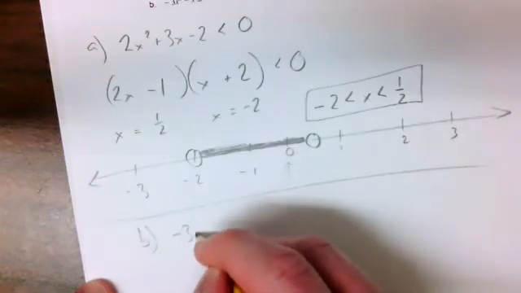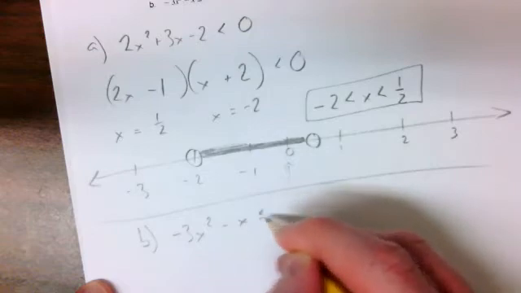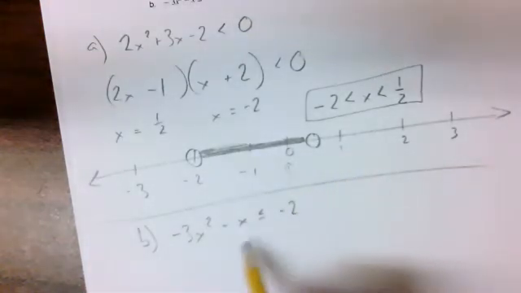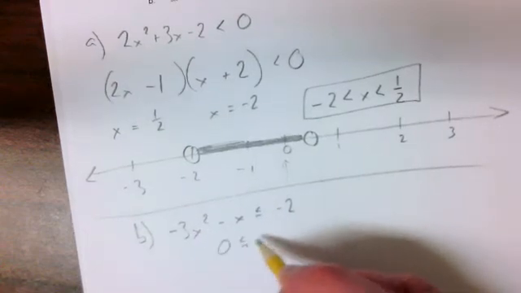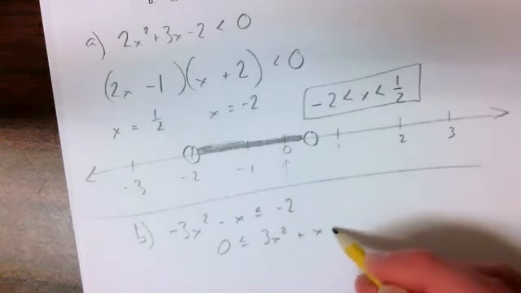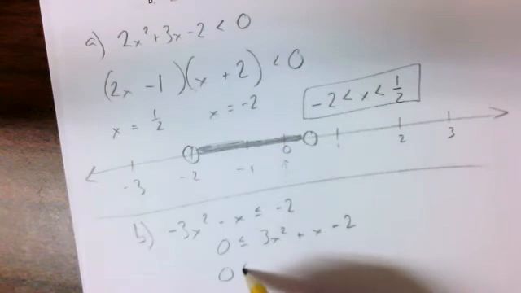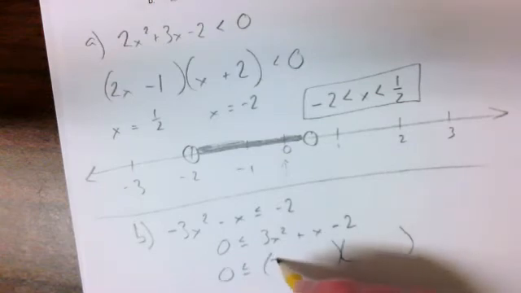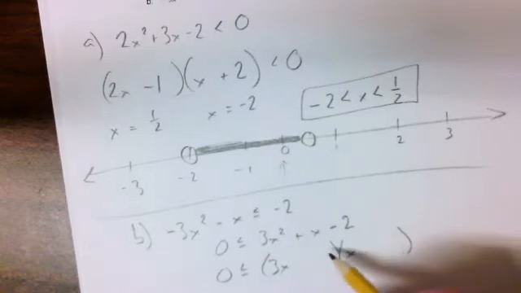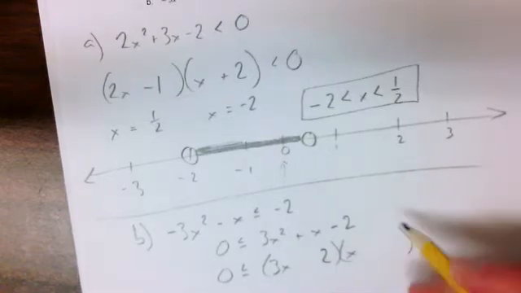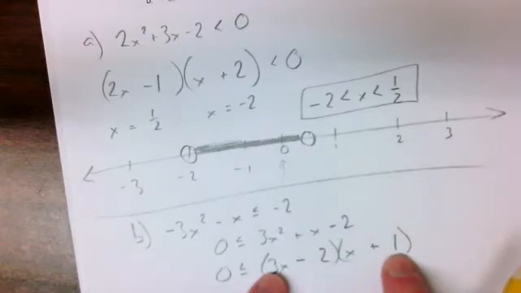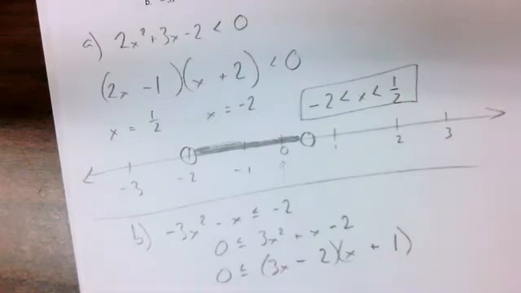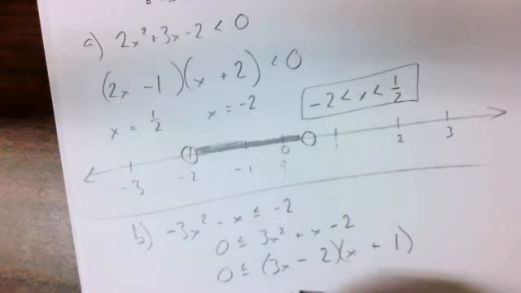B says -3x squared minus x less than or equal to -2. Well, let's bring everything to the right side because of this negative here. So 0 less than or equal to 3x squared plus x minus 2. Factor this. 3x and x. I have a strong feeling the 2 is going to be over here. This is 1, and this is plus and a negative, and then check. So that's 3 minus 2 is +1 and -2. It works. So here we've got x equals 2/3 and x equals -1.